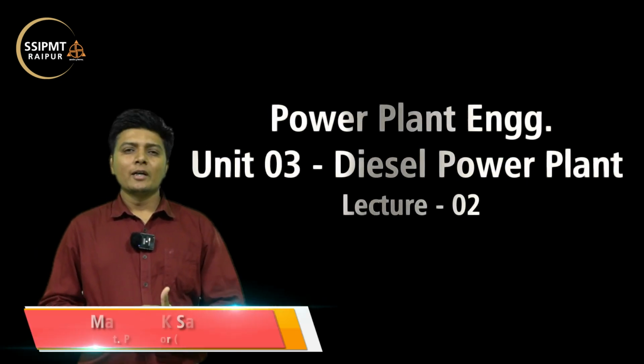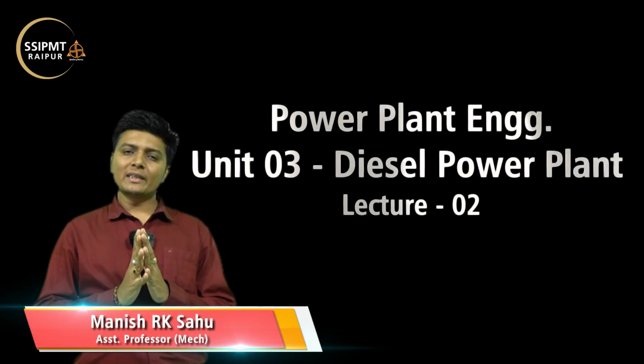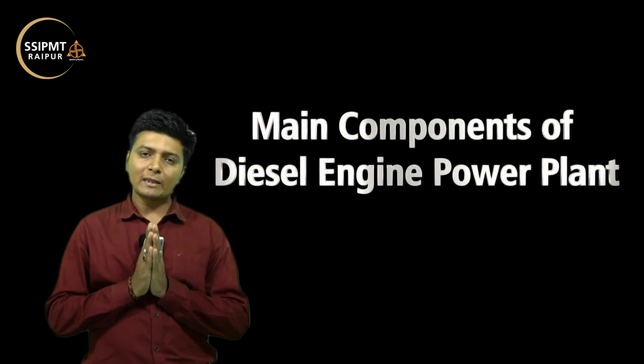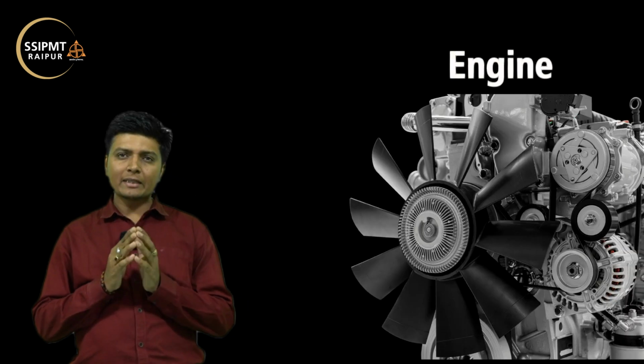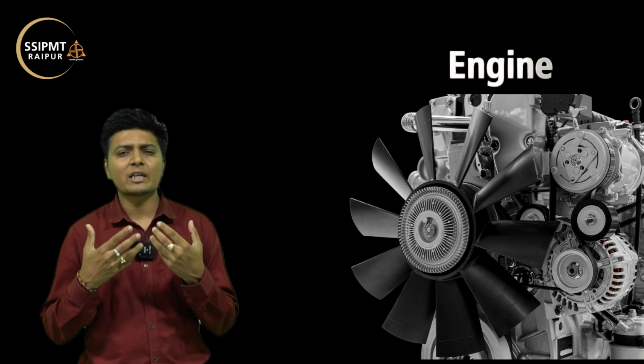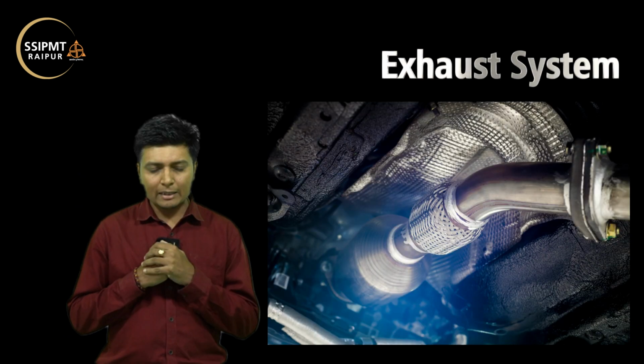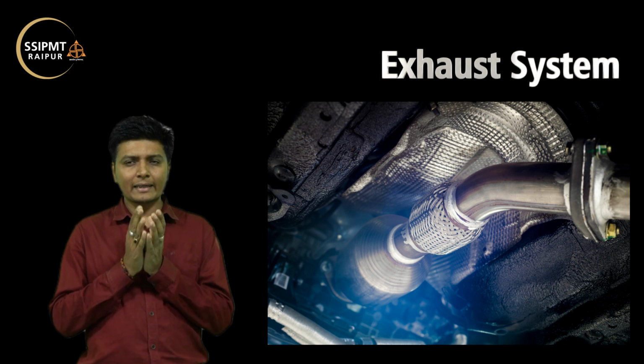Dear students, we have discussed the layout of the diesel power plant. Now let's see the main components of a diesel engine power plant. First component is the engine. The engine is the main component of the plant which develops the required power, and it is directly coupled with the generator. The second one is the exhaust system. This includes the silencer and the connecting ducts.